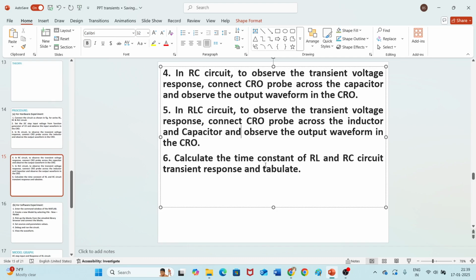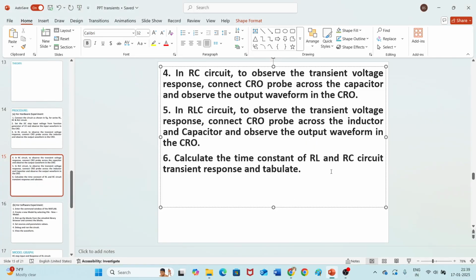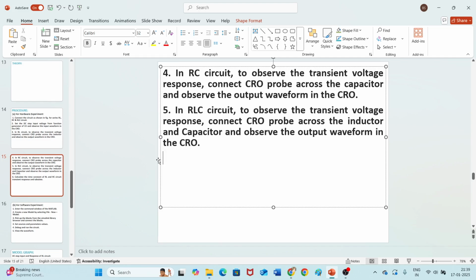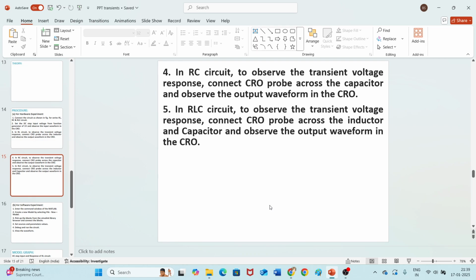And observe the output voltage waveform in the CRO. Next, calculate the time constant of RL, RC circuit transient response and tabulate it. No need of this step. Directly we are going to plot the waveforms here. So no need to calculate the transient response here. So we are going to just study and plot the waveforms. That is our aim. That's why we are not going to calculate that.